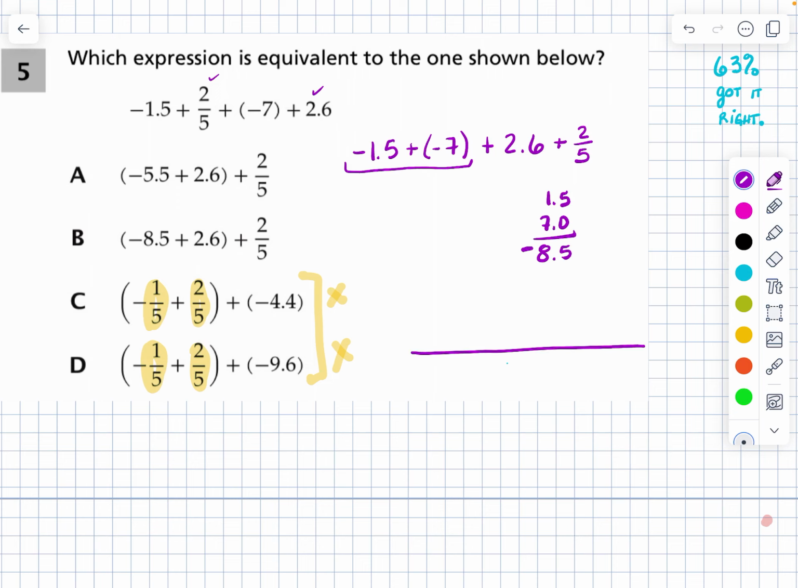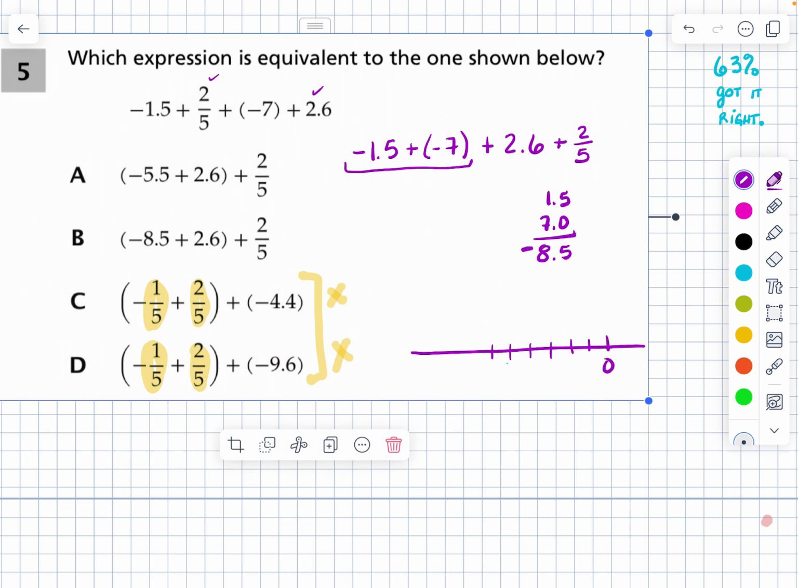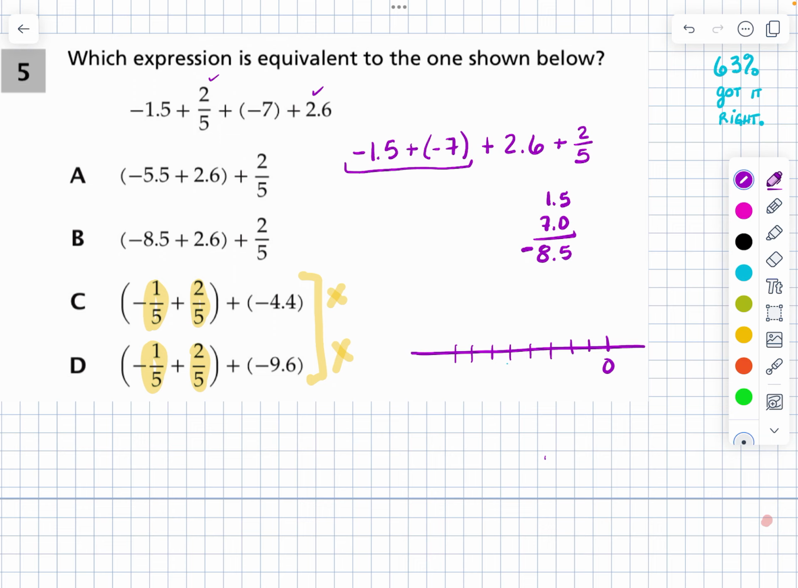and that is by drawing a number line. I'm going to put the 0 here, and I'm going to go 1, 2, 3, 4, 5, 6, 7, 8, 9, 10. That should be enough. So I got -1. It's going to be hard to squeeze these in. -2, -3, -4, -5, -6, -7, -8, -9, and -10.